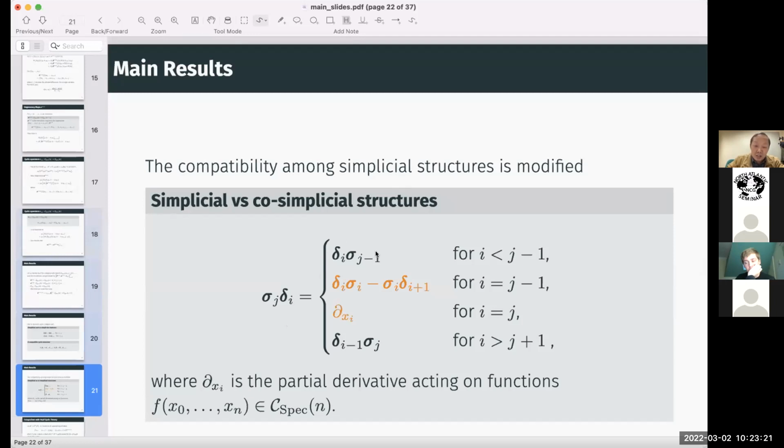The dark green part consists of the axioms which agree with the standard cyclic theory. What's modified is colored orange, sorry. In a simplicial or cyclic theory, this is simply 1 in this case, you get the identity. Now this has to be modified.